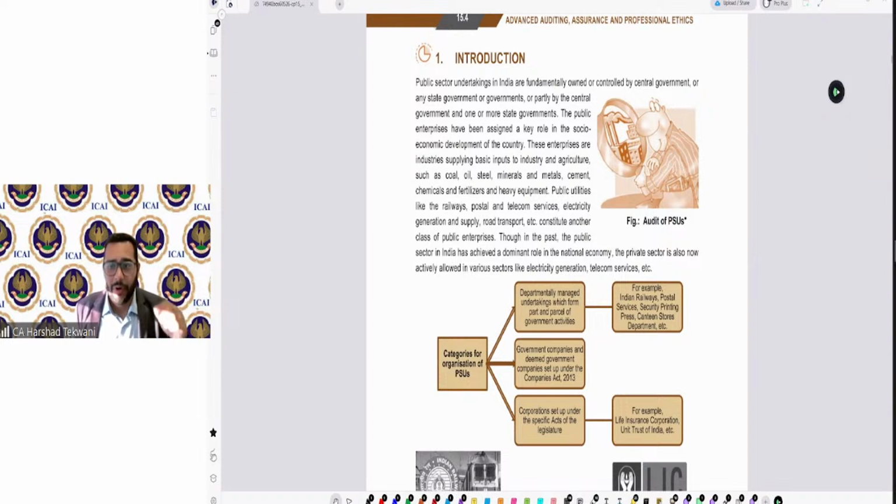I'm asking you, there was one particular scheme, for example, the midday meal scheme. Now there was a midday meal scheme, and you are being appointed to do a financial audit of that particular scheme.